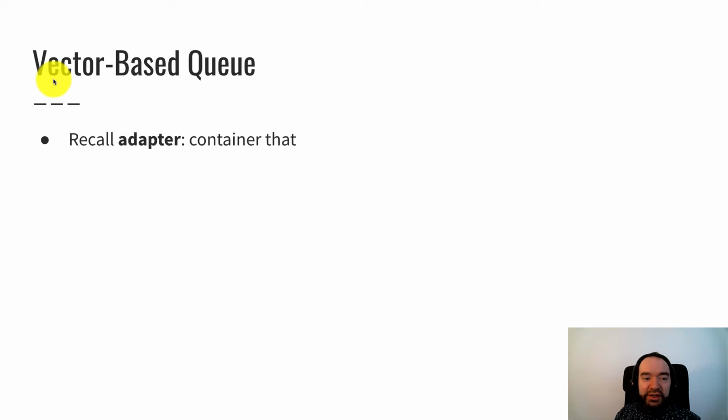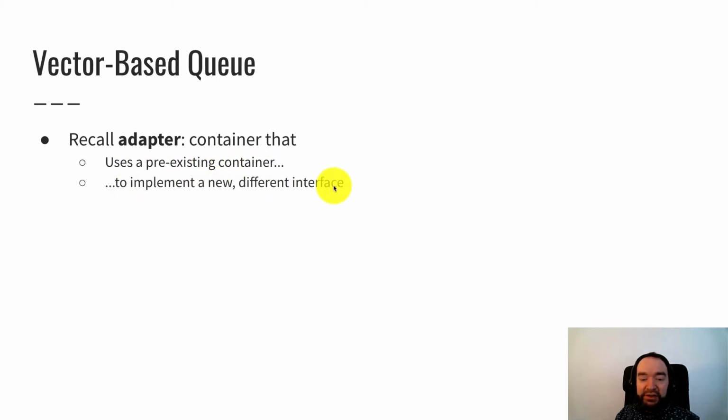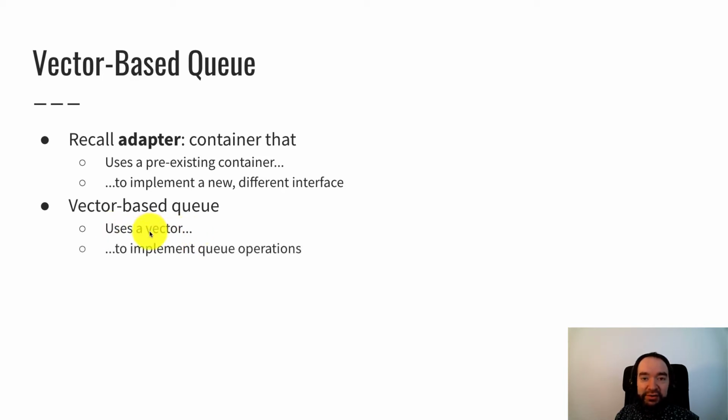So what we're trying to do here is an adapter data structure. Remember that an adapter is a container that uses some pre-existing container to implement a new, different interface. What we're trying to do in this video is a vector-based queue. So we're going to make a new class that implements a queue using a vector. We're using the vector data structure to implement the queue operations enqueue, front, and dequeue.